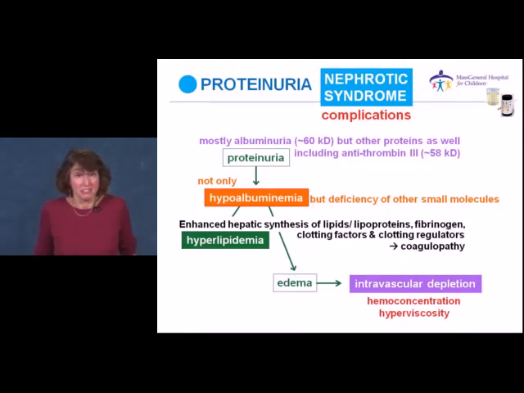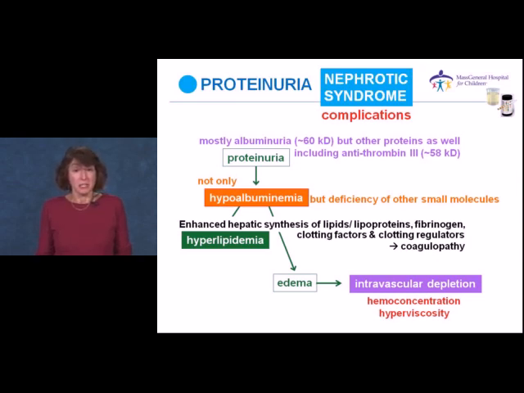So other complications in nephrotic syndrome are related to the other proteins that are mismanaged, if you will, not just the albumin. All proteins the size of albumin or smaller leak through the kidney. And one of the ones that leaks is antithrombin 3, which is approximately the same size as albumin. And not only do you have hypoalbuminemia, but you also have deficiency of all other small molecules. And not only do you have hyperlipidemia, but you have enhanced hepatic synthesis of other molecules that it makes normally, fibrinogen, clotting factors, clotting regulators. And this whole combination of disarrayed proteins generally leads to a coagulopathic state.